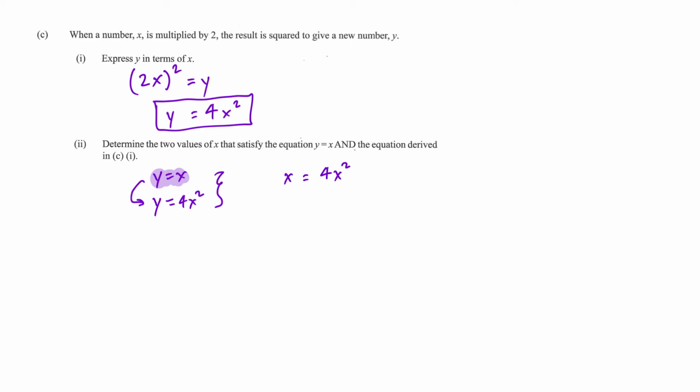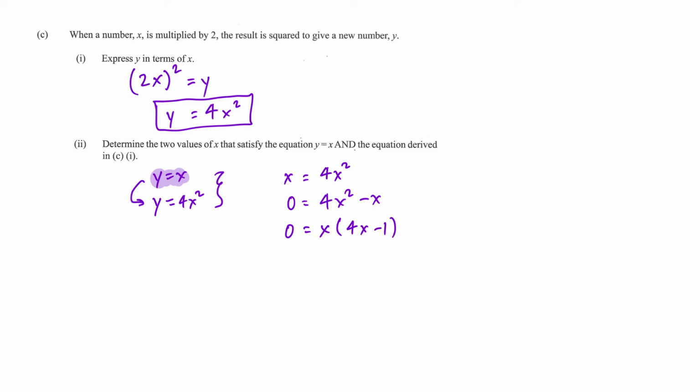Since I have a quadratic, the approach that I want to take to solve this system is to get everything on one side and then either use the quadratic formula or try to factor. So subtracting x from both sides, we have 0 equals 4x squared minus x. And this equation factors. I noticed that on the right-hand side, both of those terms have a common factor of x, so I'm going to pull that out, and write this as x times 4x minus 1.